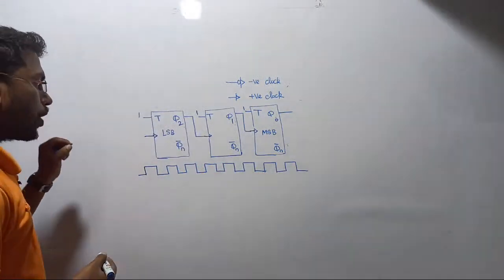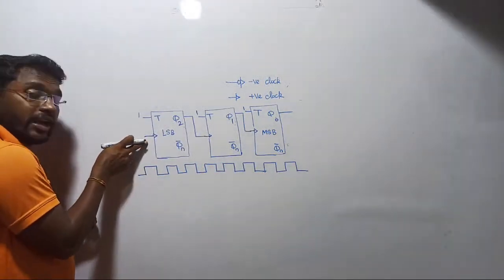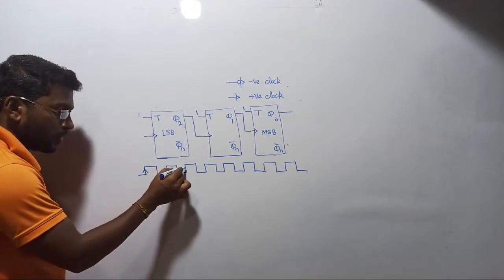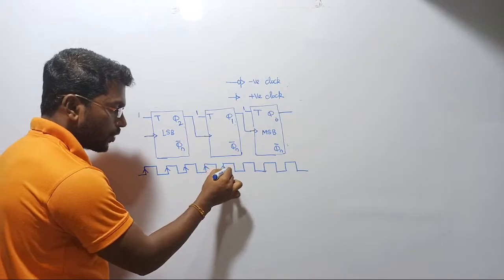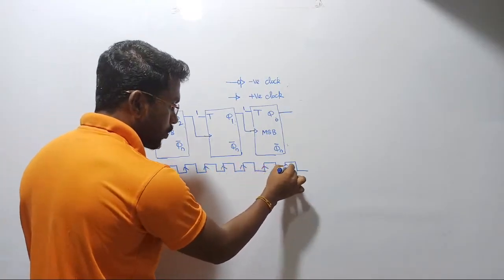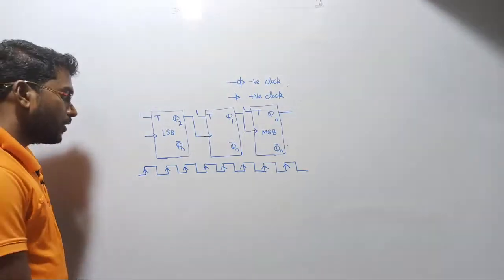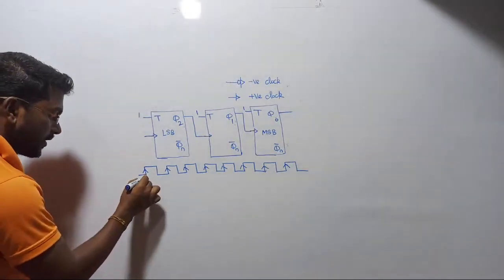Okay, what type of clock is it? Positive edge triggering. What does that mean? Whenever we are going from 0 to 1, 0 to 1, simply we are calling it positive edge triggering, right? Fine. So let us extend the pattern.